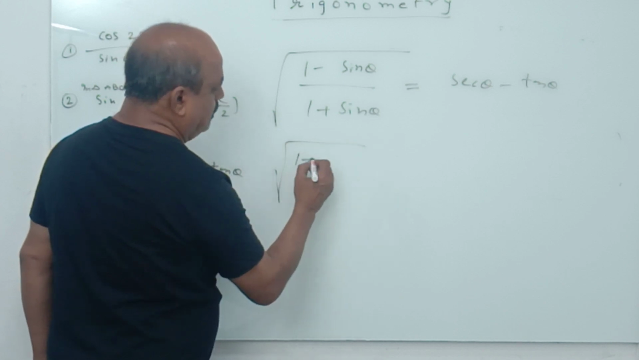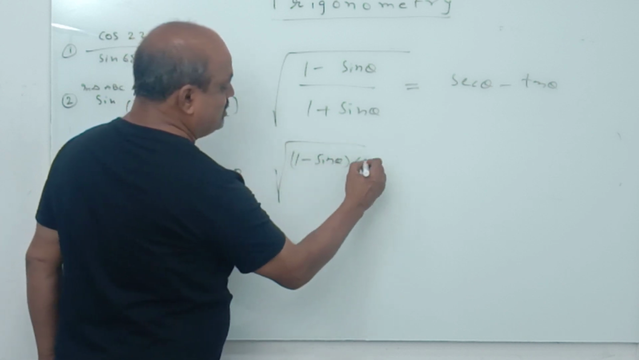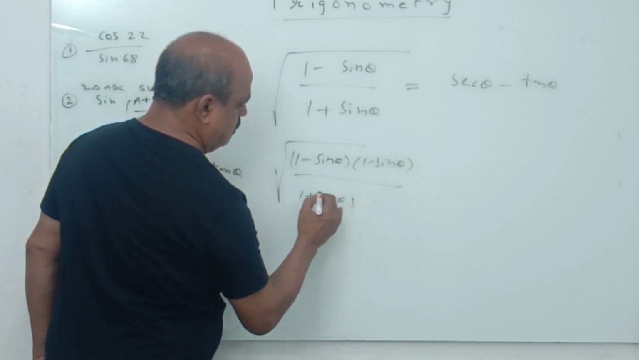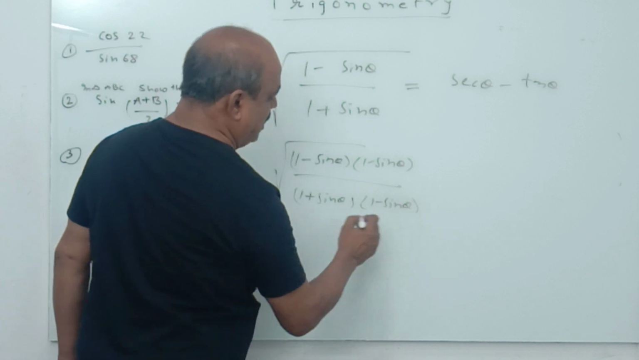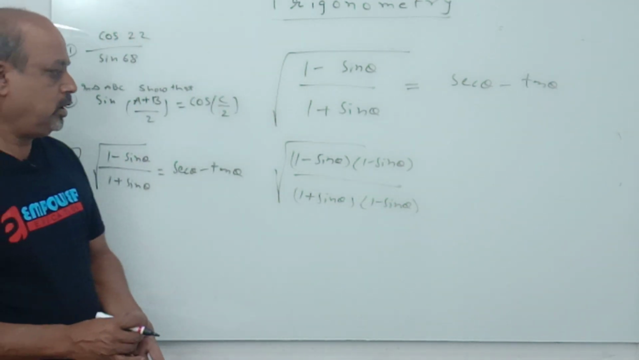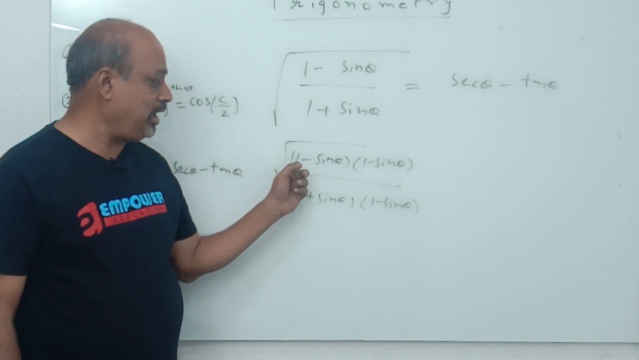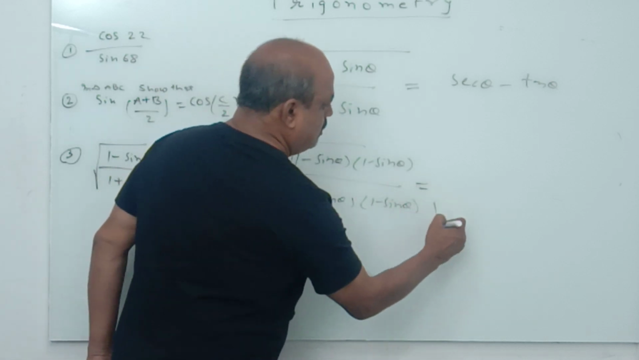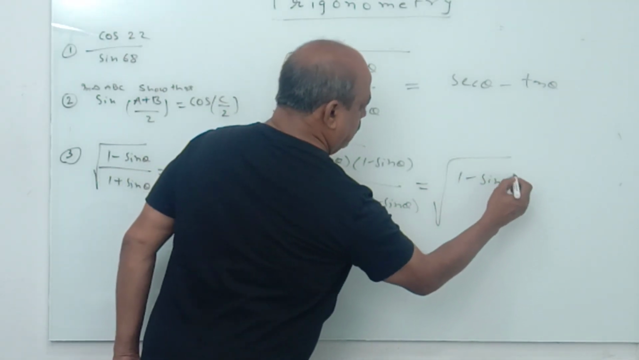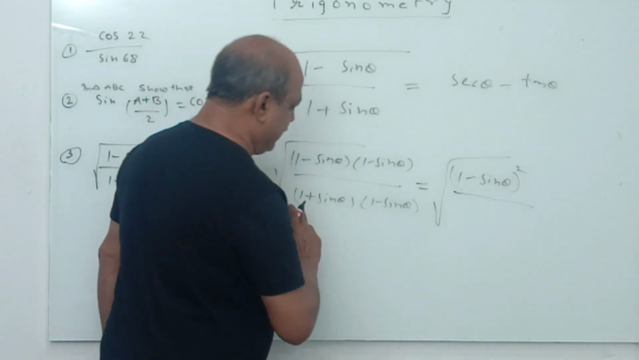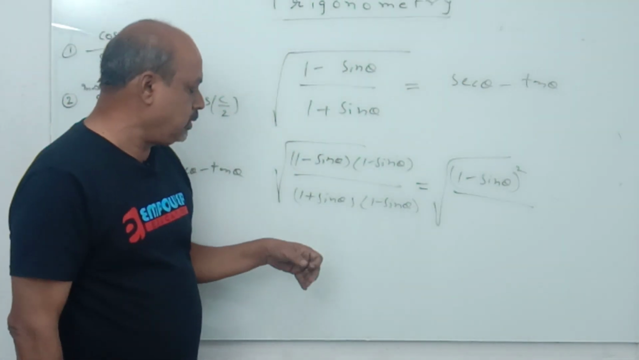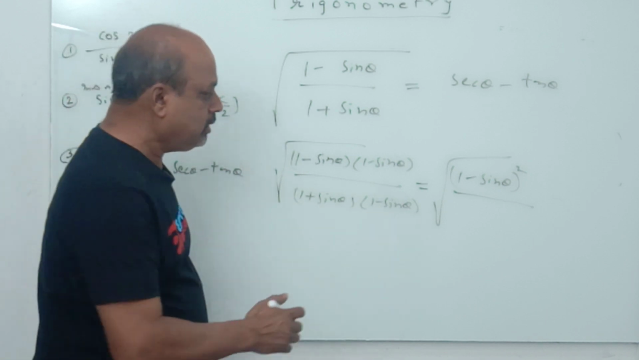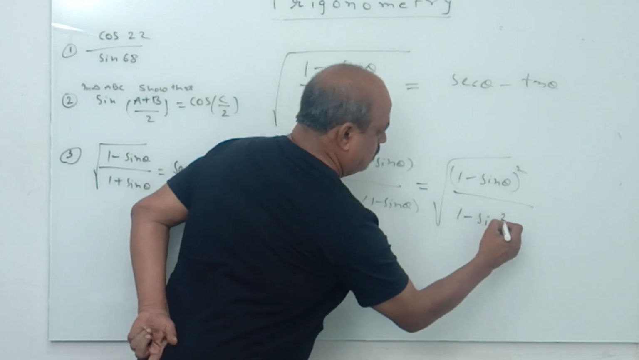That would be 1 minus sine theta upon 1 minus sine theta, into 1 plus sine theta. In the numerator, you can see that it is (a minus b) into (a minus b), so it can be written as (a minus b) whole square. In the denominator you have to apply the formula (a plus b) into (a minus b), that is a square minus b square.